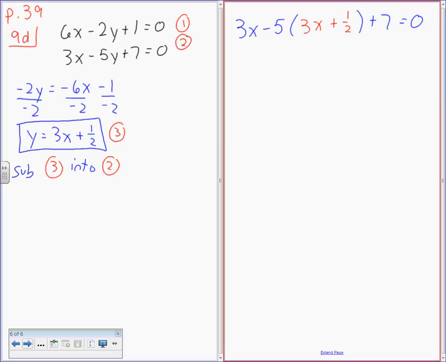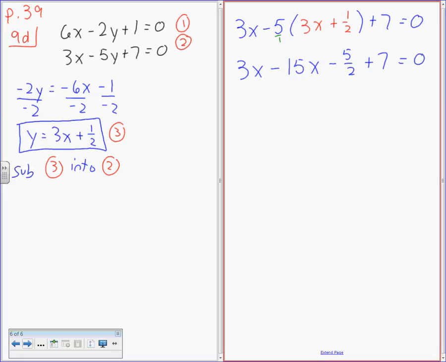Wait, so can I answer it though? Okay, go ahead. So 3x minus bracket 15x plus 5 over 2, bracket, plus 7 equals 0. Great. I got rid of the bracket, so what I did was negative 5 times 3x is negative 15, and negative 5 times 1/2 is negative 5 over 2. Where'd you get 5 over 2 from? I multiplied the 3 and everything, I just multiplied 5 times that. So what she did there without thinking was treat 5 like 5 over 1, right? So she just multiplied the numerator.